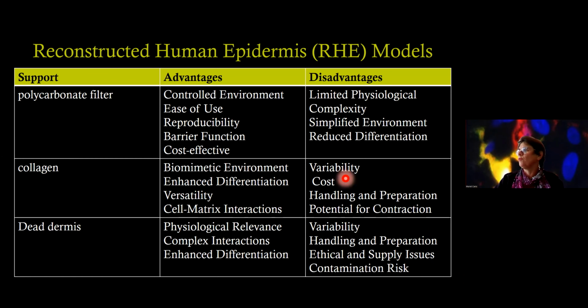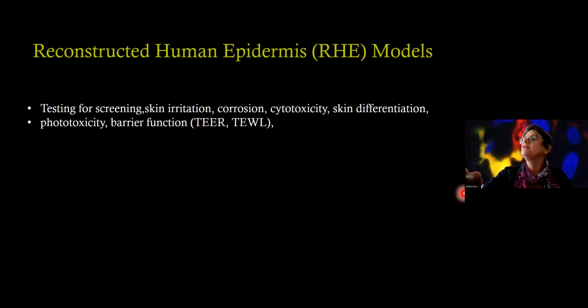With collagen and dead dermis, you have better complexity because you have this interaction with the matrix, but there is more variability. The cost is higher. It's more difficult to prepare, and there is some risk of collagen contraction. All these reconstructed human epidermis models can be used for screening, for skin irritation, corrosion, cytotoxicity, skin differentiation, phototoxicity, to study the barrier, the water loss, or a lot of experiments, but you cannot test effects on pigmentation and photoprotection.